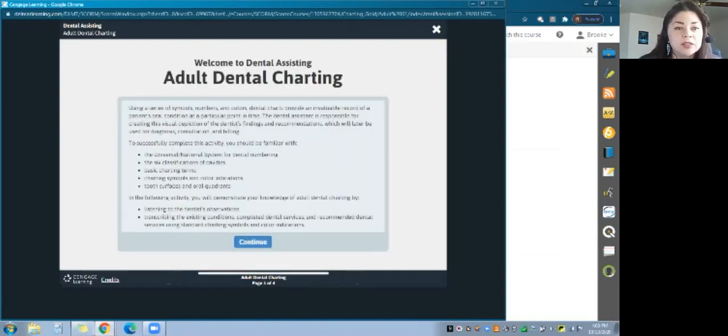Using a series of symbols, numbers, and colors, dental charts provide an invaluable record of patient's oral condition at a particular point in time. The dental assistant is responsible for creating the visual depiction of the dentist's findings and recommendations, which will later be used for diagnosis, consultation, and billing.